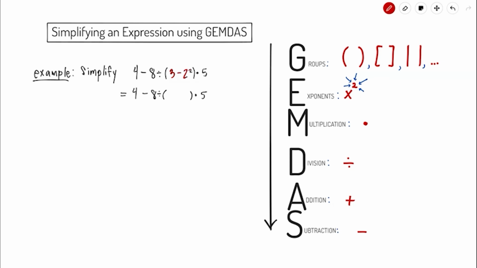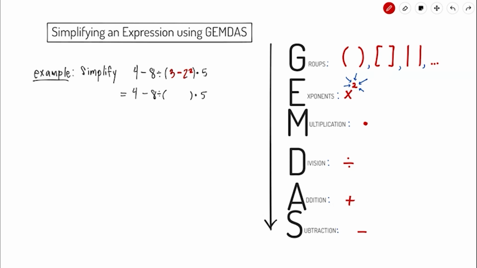Focusing only on this little inside, what do I see? It says 3 minus 2 squared, which in itself has 2 separate operations. We have the subtraction operation, but we also have the exponent operation. And so I need to know again, which one do I do first? And again, we utilize GEMDAS so that I can figure that out. When stuck between subtraction and an exponent, we see that E is higher up on the order of operations than subtraction, which is at the bottom. And so we're going to go with exponents first.